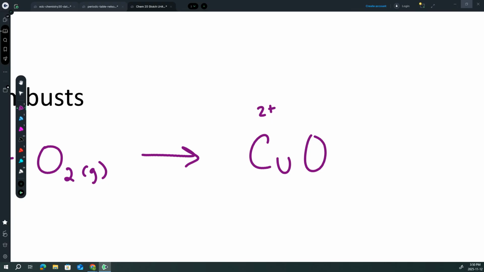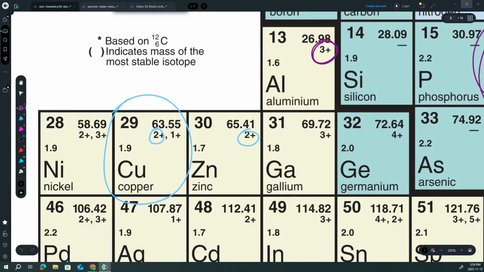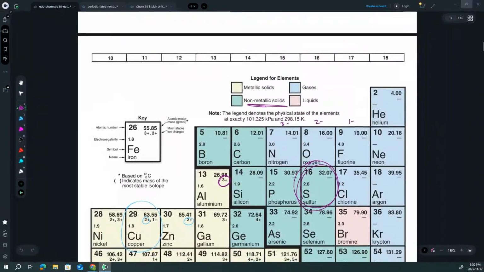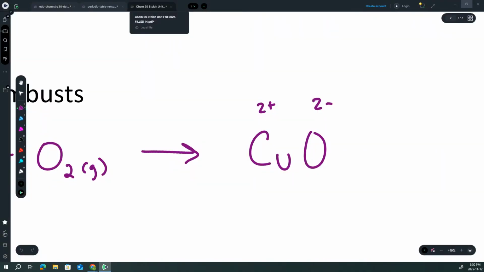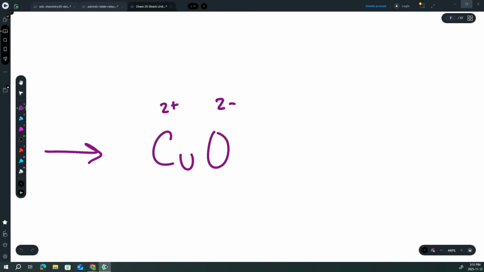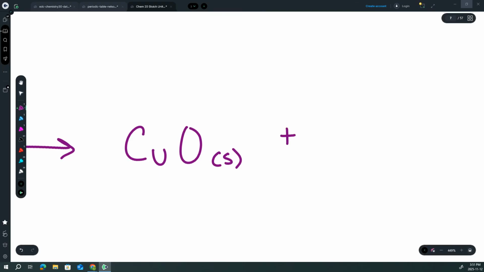Oxygen, or sorry, an oxide ion likes to have a 2- charge. The reason being is because it is part of group 16, and group 16 ions like to have a 2- charge. Okay, so since 2 minus 2 is equal to 0, we don't need to do crisscross applesauce. Now, since this is an ionic compound, we can assume it is a solid.